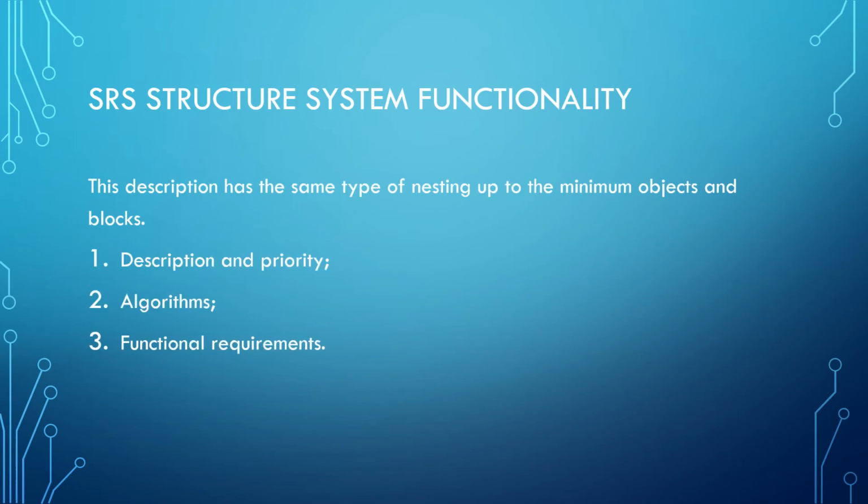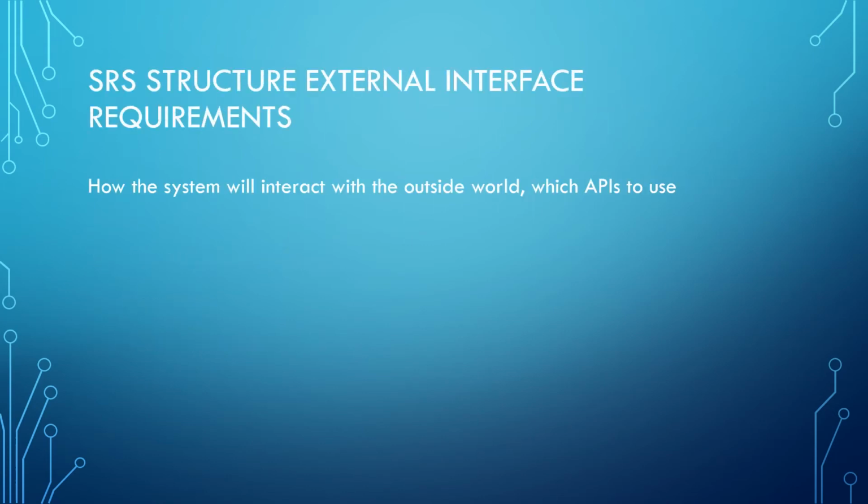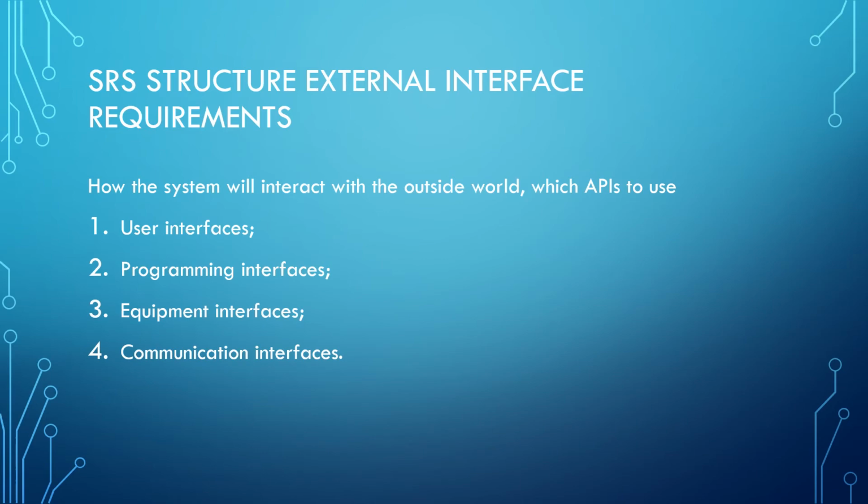System functionality contains description and priority, algorithms, functional requirements. This description should have the same type of nesting up to the minimum objects and blocks. Requirements for external interfaces contains user interfaces, programming interfaces, equipment interfaces, communication interfaces. The section also describes how the system will interact with the outside world, which APIs to use.